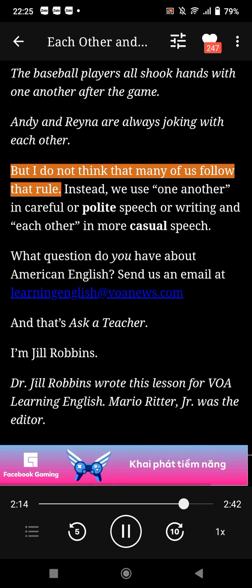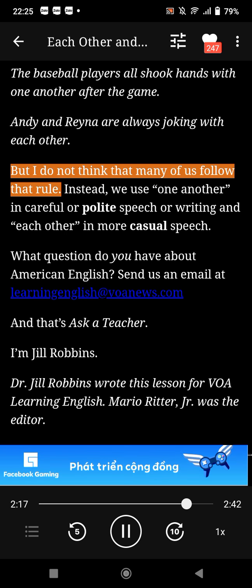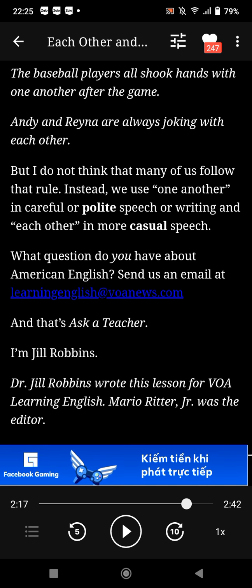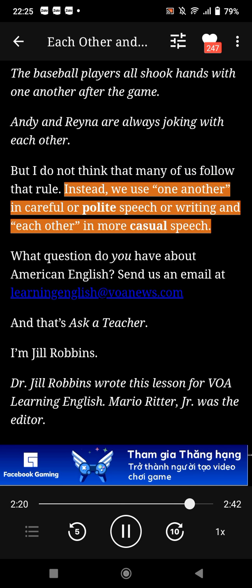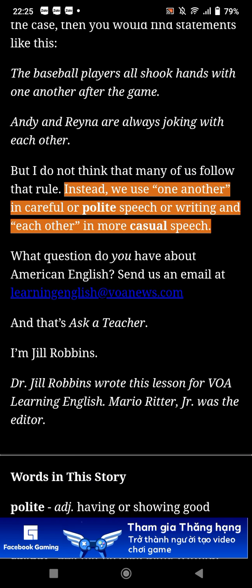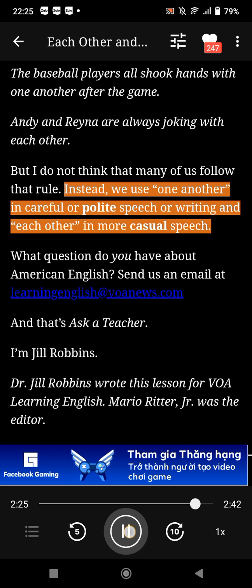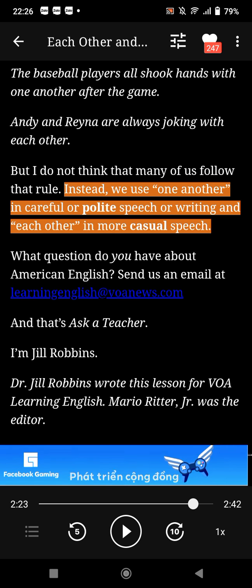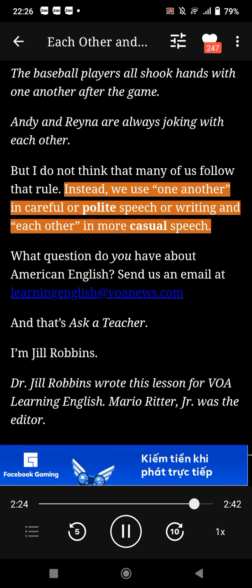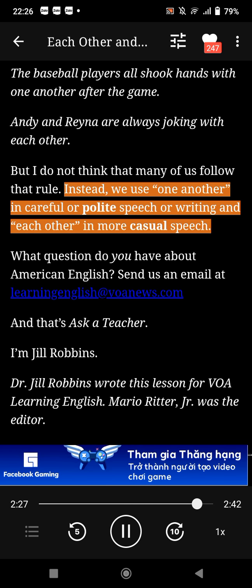But I do not think that many of us follow that rule. Instead, we use one another in careful or polite speech or writing, and each other in more casual speech.